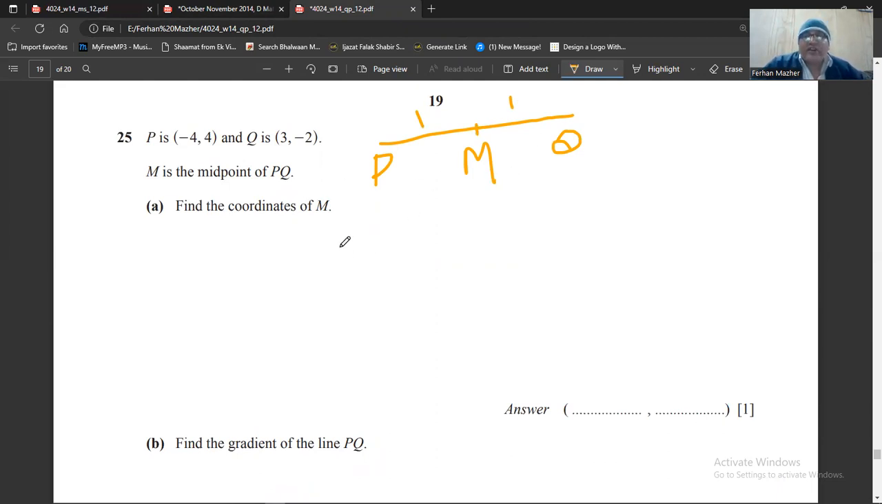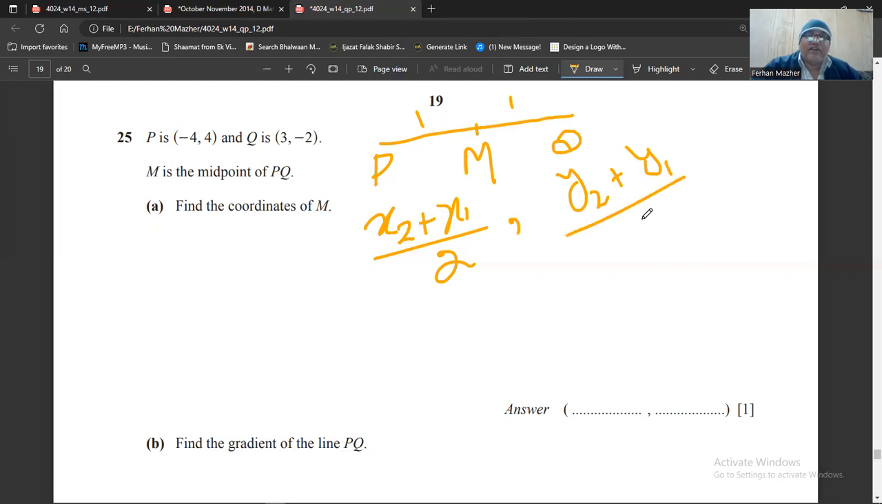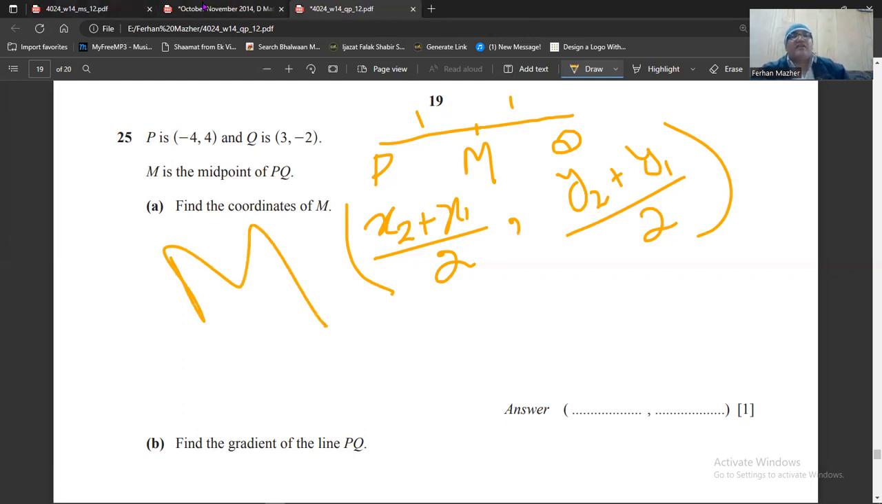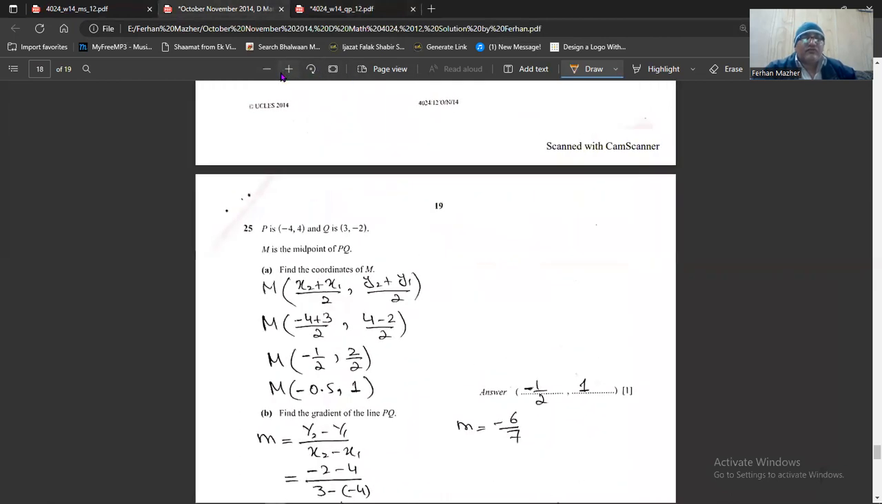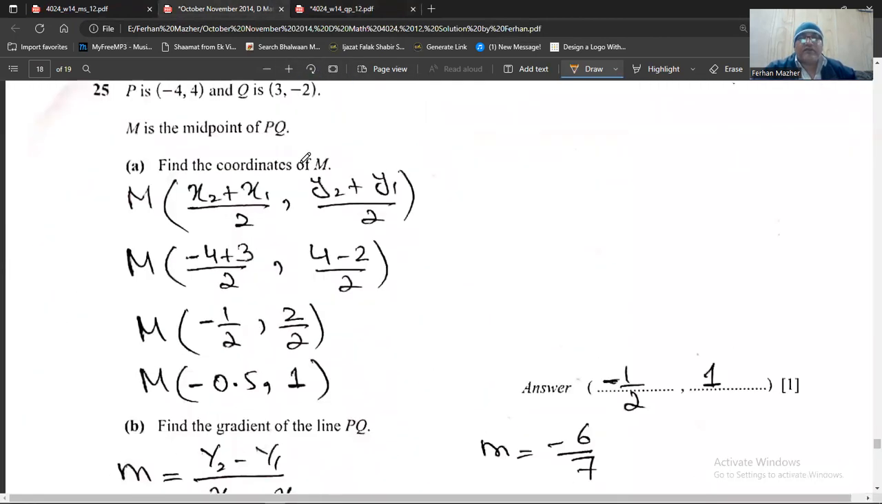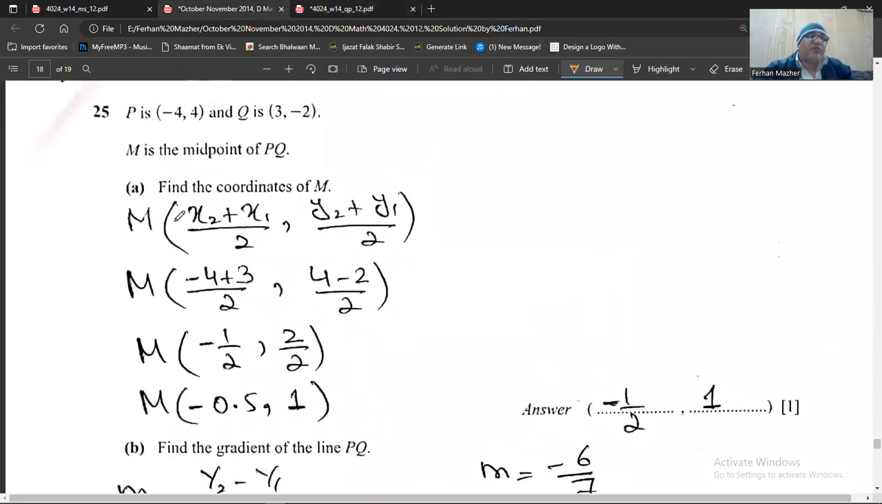So we can find the coordinates of the midpoint, the famous formula, x2 plus x1 by 2, comma, y2 plus y1 divided by 2, and you put brackets around it. This is how you find the coordinates of the midpoint. So I've done this. Let me show you. Okay, so here we have the formula for the midpoint: x2 plus x1 by 2, comma, y2 plus y1 by 2.